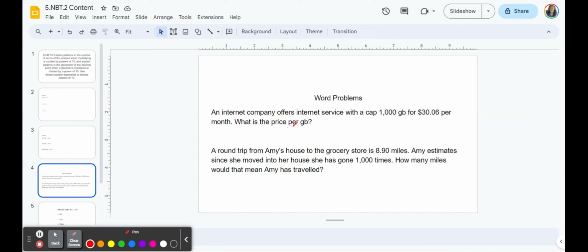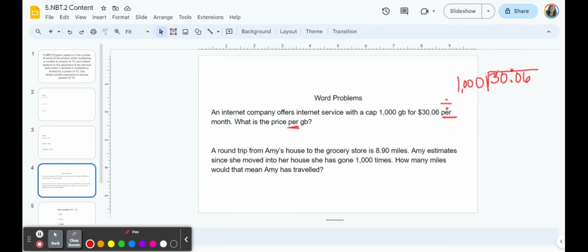All right, so it kind of tells us what we're going to do with the word per. Per can go 2 different ways, but in this particular instance, it's going to go as division. All right, so I need to divide the price per gigabyte. So I need to divide $30.06 divided by 1,000. Put your decimal up here because you already know where your decimal is going to be placed in your answer.